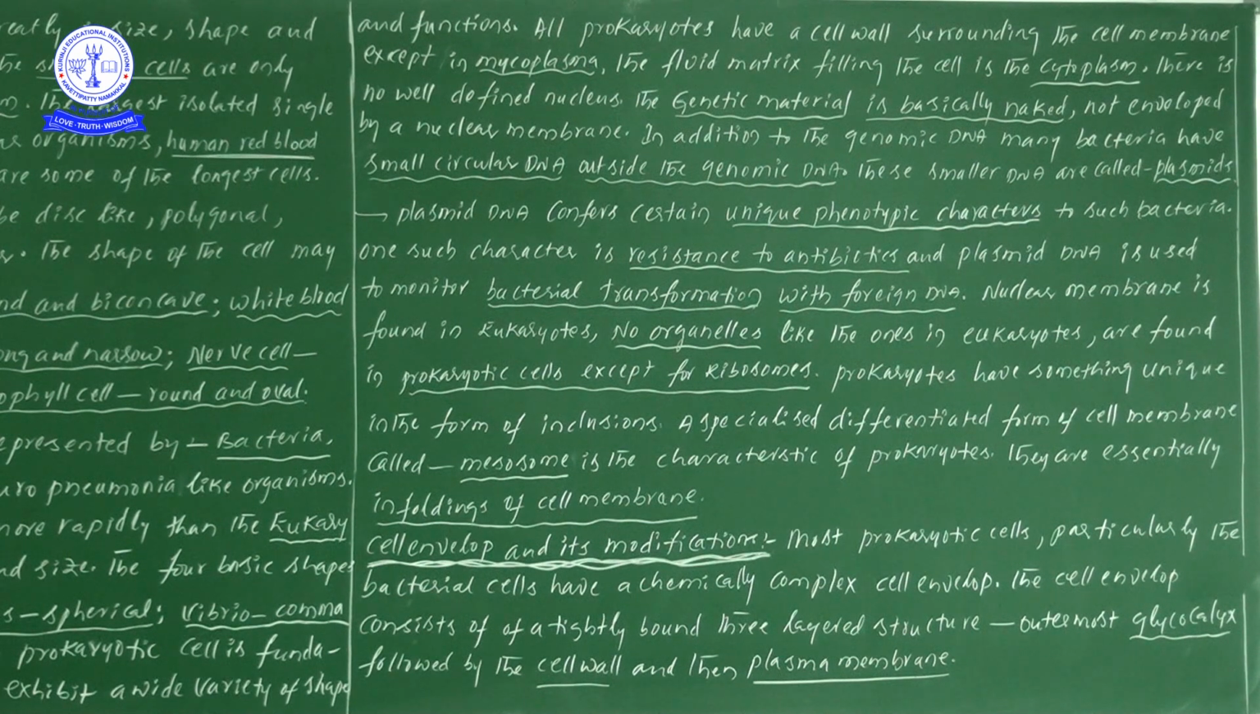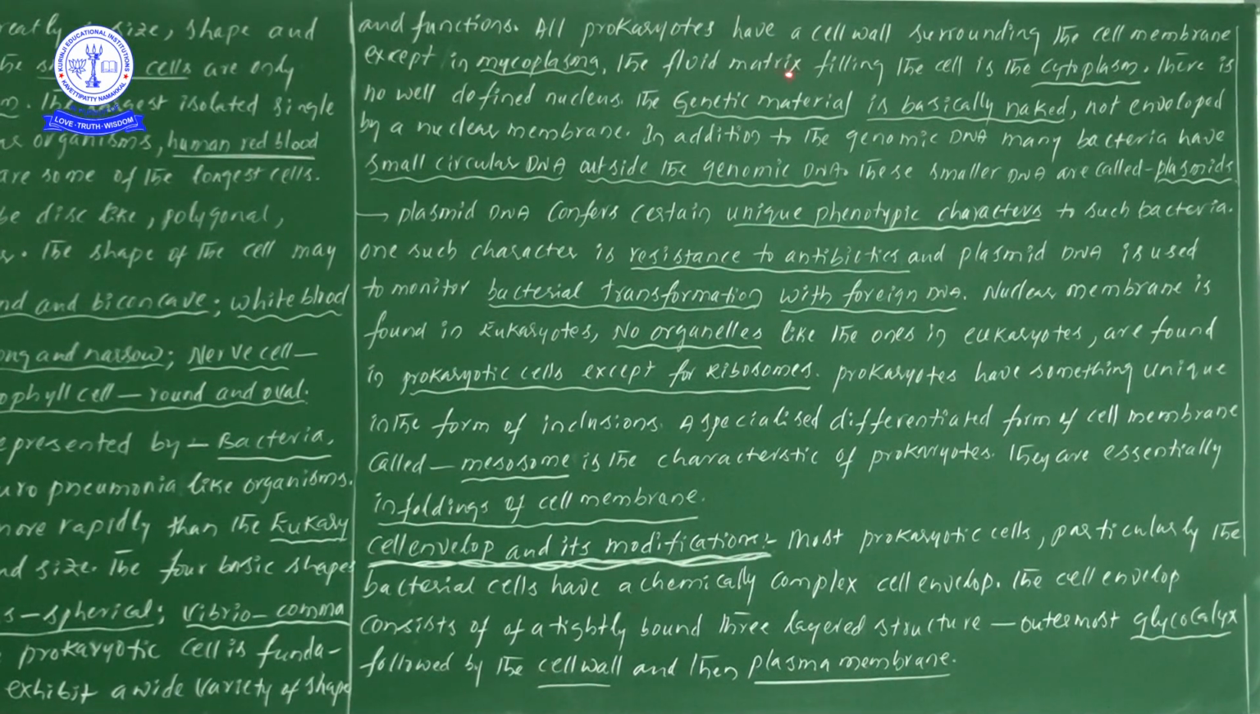So among prokaryotic organisms, bacteria, blue green algae, mycoplasma, PPLO, out of these 4 types, one particular organism is not possessing a cell wall. That is mycoplasma. Save this point in your mind. In mycoplasma, which one is absent? Cell wall is absent.